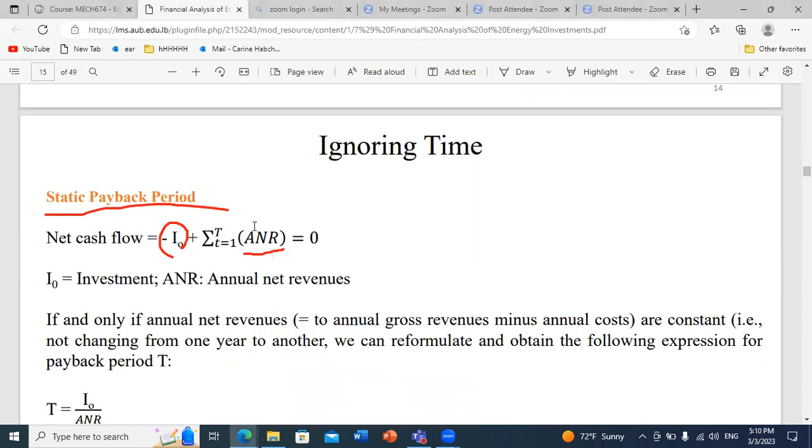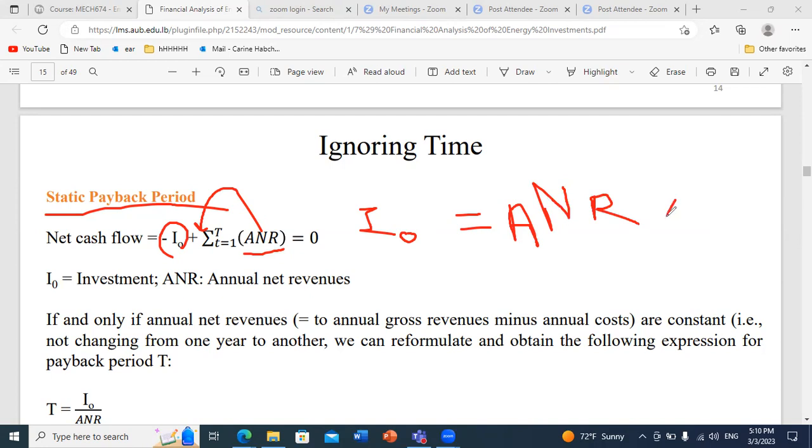And in this way, we can have a simplified formula. Because if ANR is constant, taking it outside, we can say that the initial investment I0 is equal to ANR times summation from 1 to t. So it's ANR times the number of years t. Okay? And t will represent then the static payback period. So t can be calculated simply as I0 over ANR.